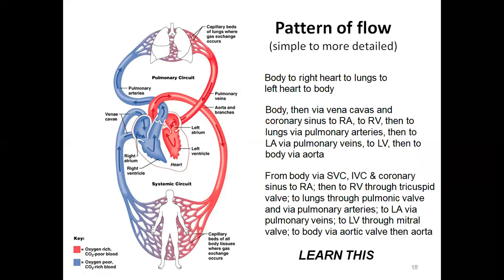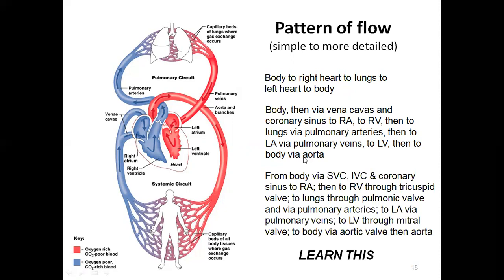So now we'll discuss the pattern of flow. Body to right heart, to lungs, to left heart, to body. First it will go from body to right heart, then to lungs, and to left heart, to the body. See, this is the whole circulation. You can see it over here. Through the vena cavae and coronary sinus to the right atrium, then to the right ventricle, then to the lungs via pulmonary arteries, then to the left atrium through pulmonary veins, then to the left ventricle, then to the body via aorta.